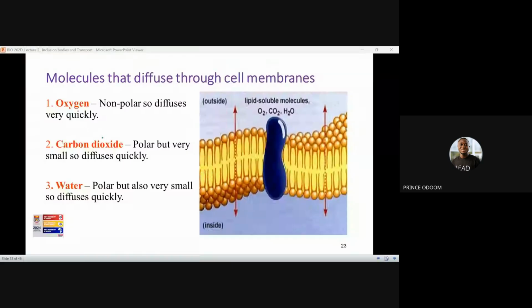Of course, oxygen is non-polar, so it diffuses very quickly, and that is as a result of the tails we spoke about. Then you have carbon dioxide, which is polar but small, and so diffuses quickly. Water is polar but also very small, so it diffuses very quickly. So, both polar and non-polar, here we are looking at the molecular size, especially with carbon dioxide and water. They are able to diffuse quickly because of their molecular size. Oxygen is able to diffuse very quickly because of its non-polarity.